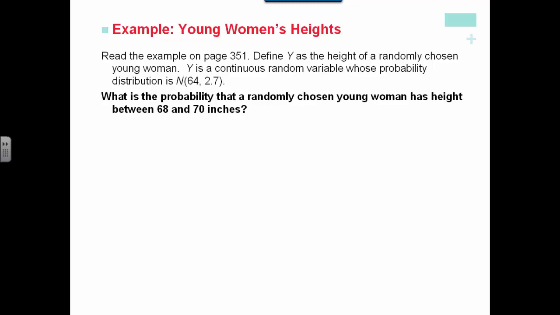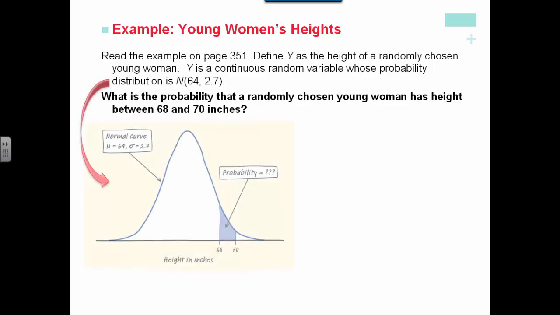Define y as the height of a randomly chosen young woman. y is a continuous random variable whose probability distribution is N(64, 2.7). What is the probability that a randomly chosen young woman has height between 68 and 70 inches? Mean 64, standard deviation 2.7. What's the probability?